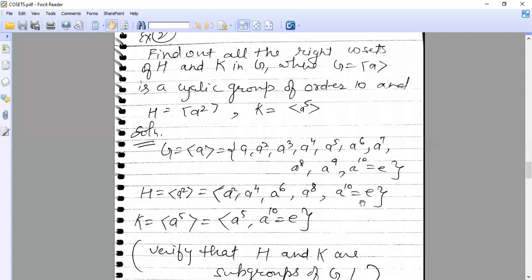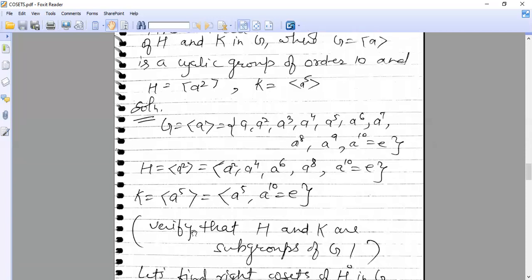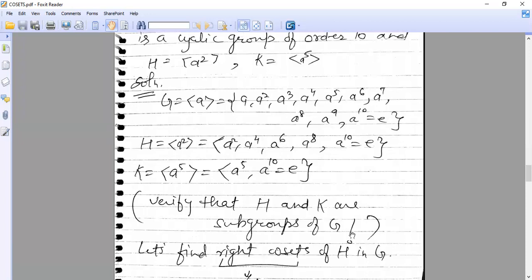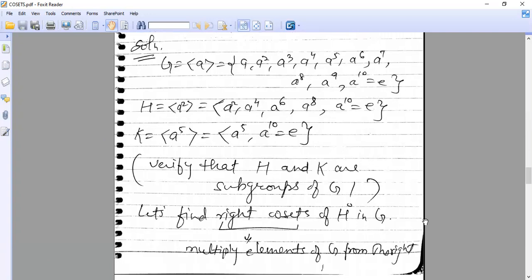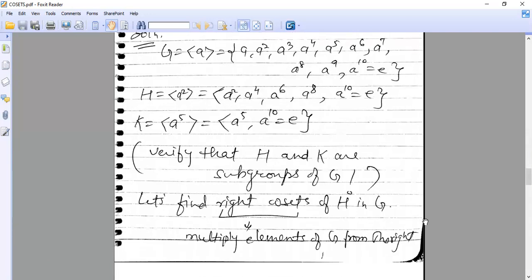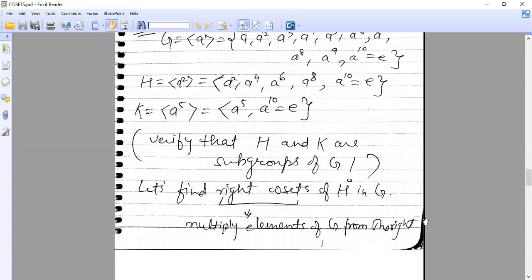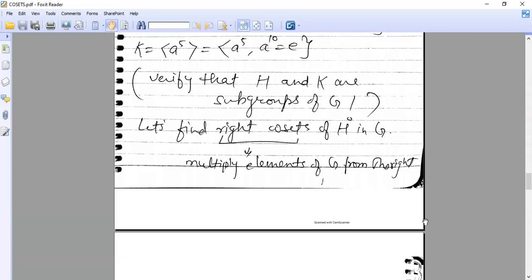So this will be your subgroup H, and subgroup K, which is generated by a⁵, will be a⁵ and then a¹⁰, which gives you the identity. So these two elements will be there, and you can verify that H and K are subgroups of G. Now we have to find the right cosets of H and K in G. First of all, let us find the right cosets of H in G. Right coset means we have to multiply elements of G from the right to every element of the subgroup H.